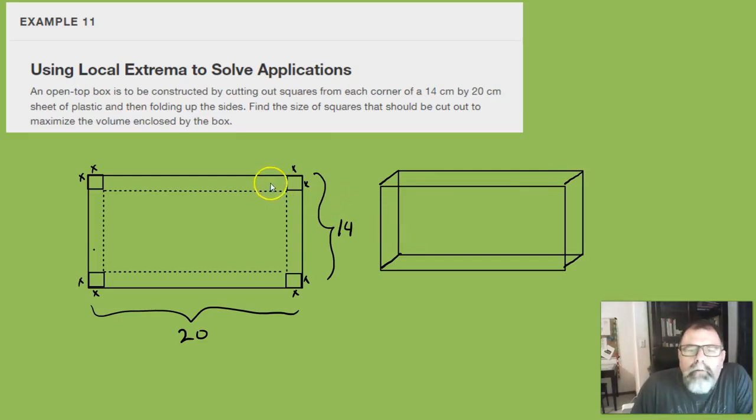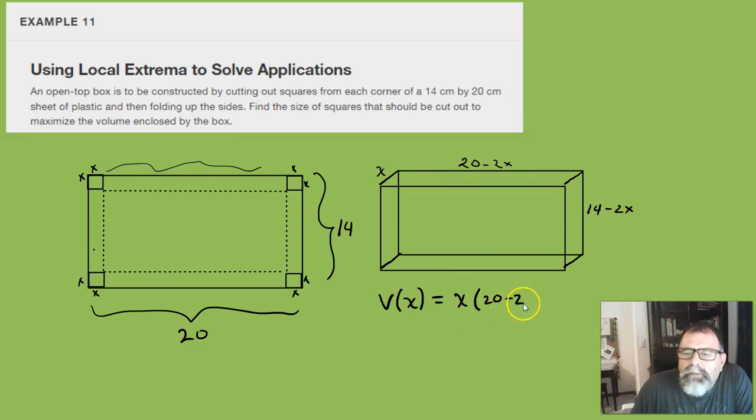Okay, so we're going to fold these up. So this would be x, and then this would be this length from here. It's 20 minus x minus x, so this is going to be 20 minus 2x. And then this length is going to be this piece here, so I'll write it here, 14 minus 2x. So our volume as a function of x is going to be length times width times height, or depth, however you want to say it: x times 20 minus 2x times 14 minus 2x.